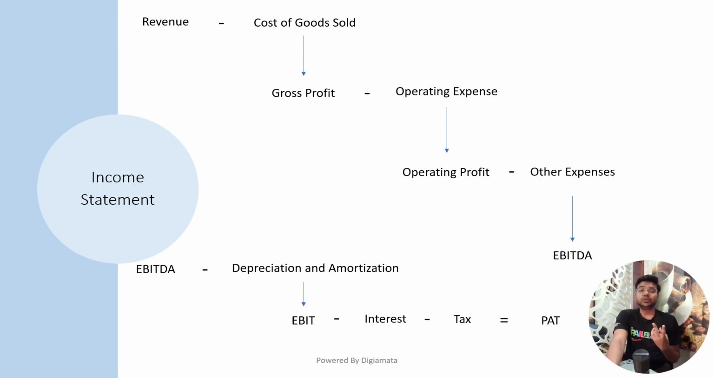The second point to be noted here is that we have some new terminologies. The first one is depreciation and amortization. The second is cost of goods sold. And the third is your operating expense. So in the next slide, let's try to understand them in detail.